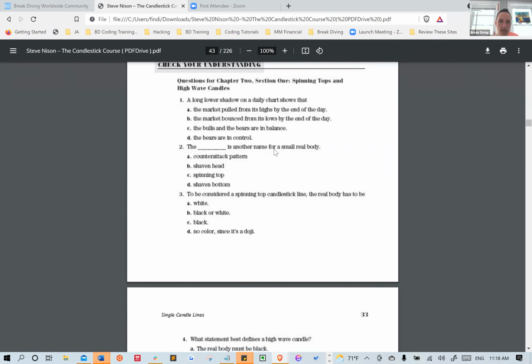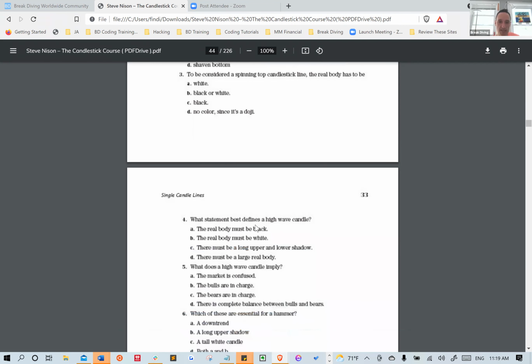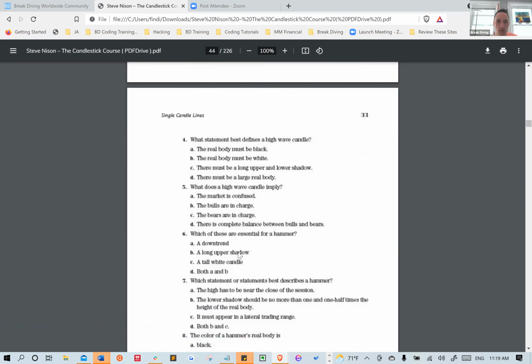The blank is another name for a small real body. We just learned that: spinning top. And to be considered a spinning top, the real body has to be black or white. Black or white, yes. What statement best defines a high wave candle? Very long shadows on both sides. Yes, long upper and lower shadows, see? C, yeah. What does a high wave candle imply? There's a complete confusion, yes. Market is confused.